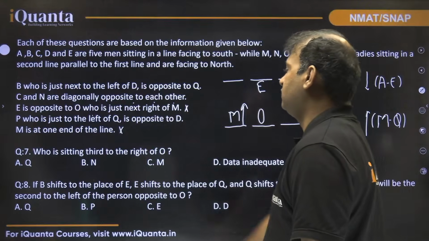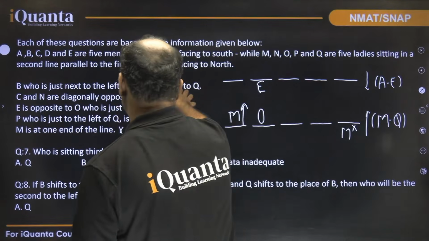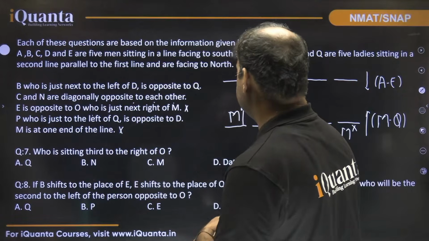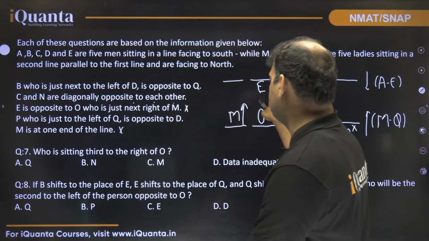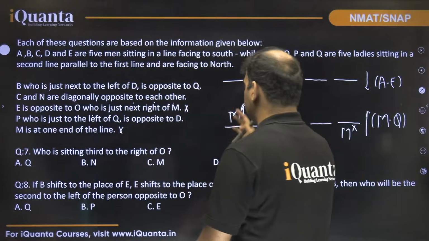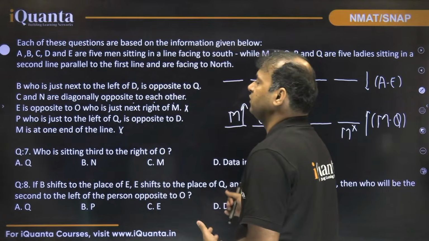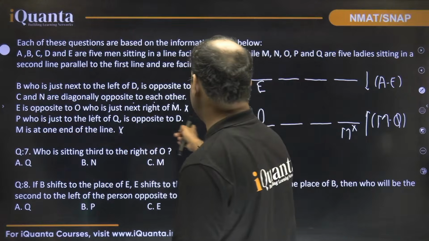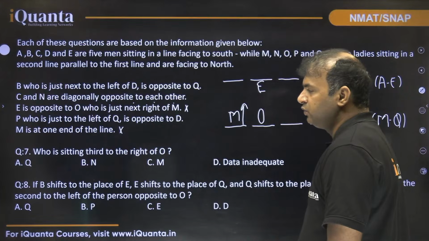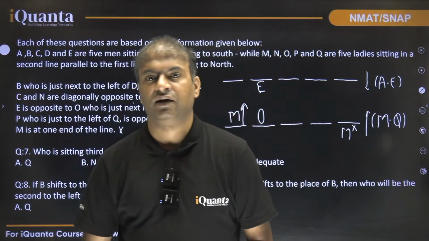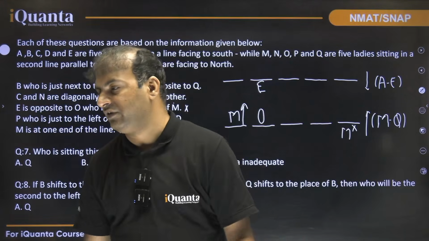Now, look at the first point. They're saying that B is just right of D and is opposite to Q. So obviously none of these three are here so far. Then they are saying that C and N are diagonally opposite. We can't use it right now because we don't have C or N so far. Point number 4 is about P, Q and D, which are also not arranged. So guys, here we actually got stuck. A lot of people usually get stuck after this, right? So what shall we do?